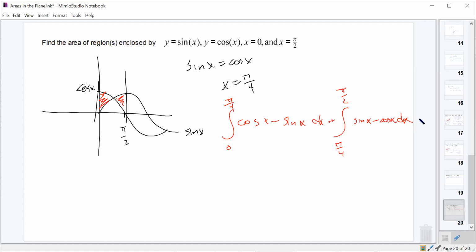Yeah, I have a quick question. Do you think this would be a calculator problem or a non-calculator problem on the AP test? Definitely non-calculator.